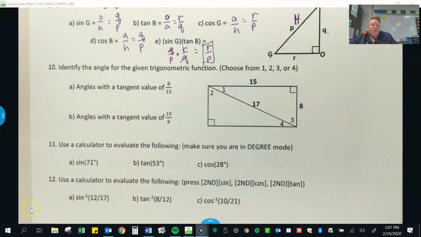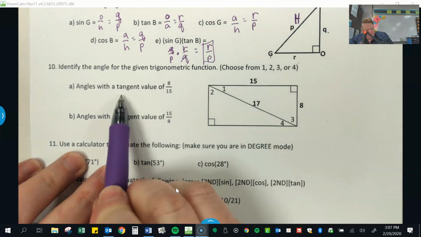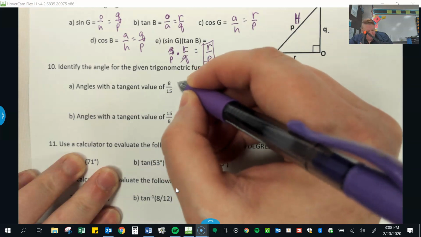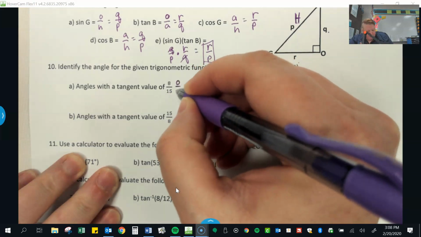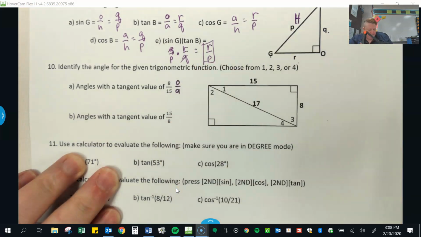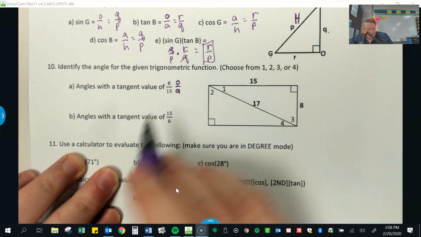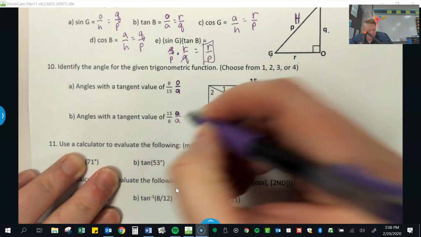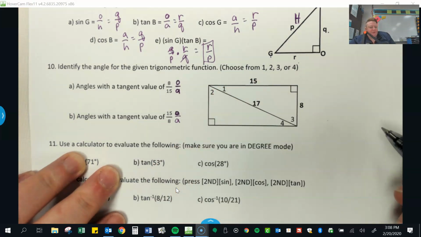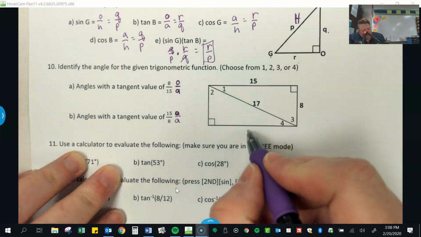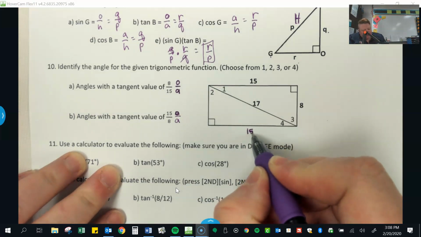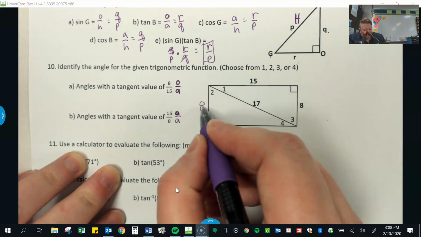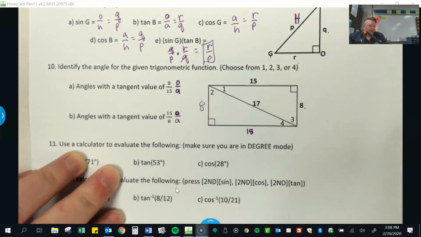So, let's do number 10. It wants to know, where are you standing when the tangent is 8 over 15? Well, the tangent is opposite over adjacent. Same thing here. Where are you standing when the tangent is 15 over 8? The tangent is opposite over adjacent. All right? So let's look at this. This is 15. Why is this 15? Because it's the same as this, and this is 15. And this is 8 because it's the same as this, and this is 8.